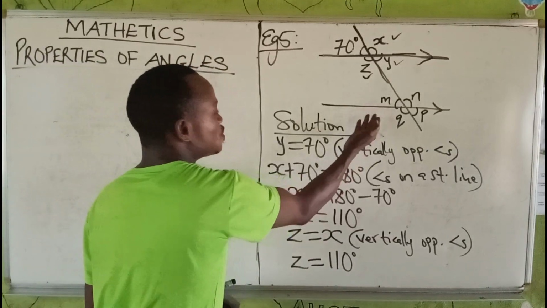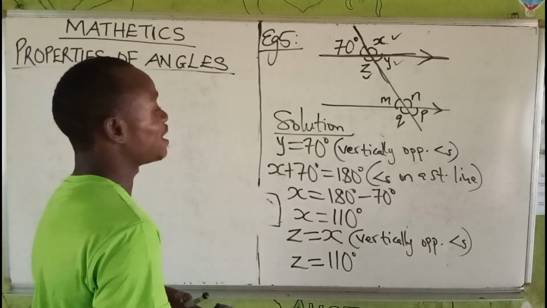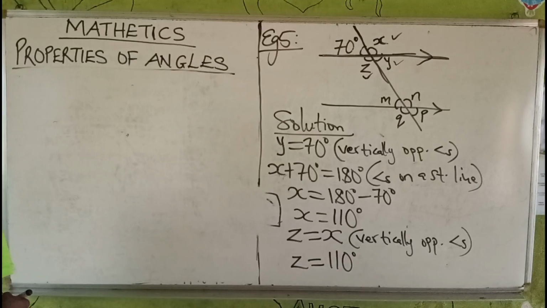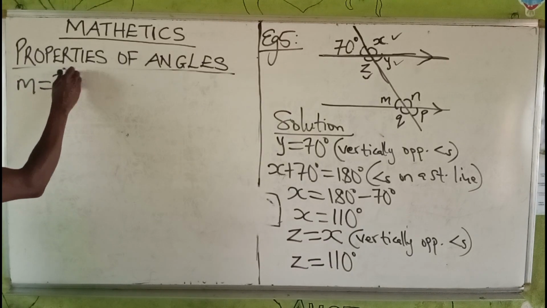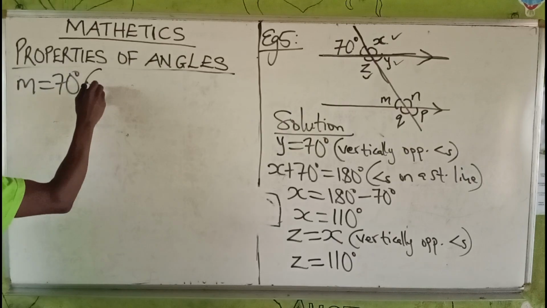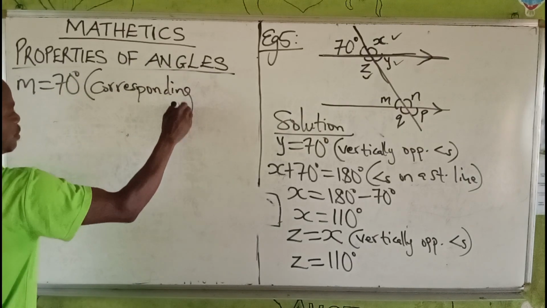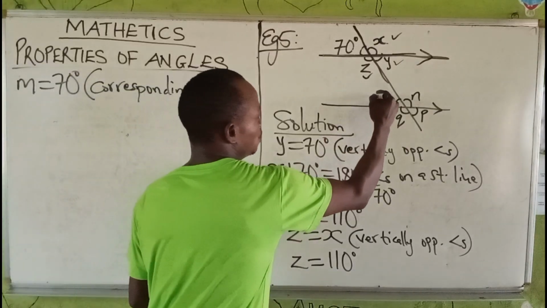Angle M is also occupying the top left-hand side of the second parallel line. Since they are occupying the same position, that means they are corresponding angles. So we say angle M is equal to 70 degrees, and the reason is corresponding angles. Now, that means we are done with angle M.